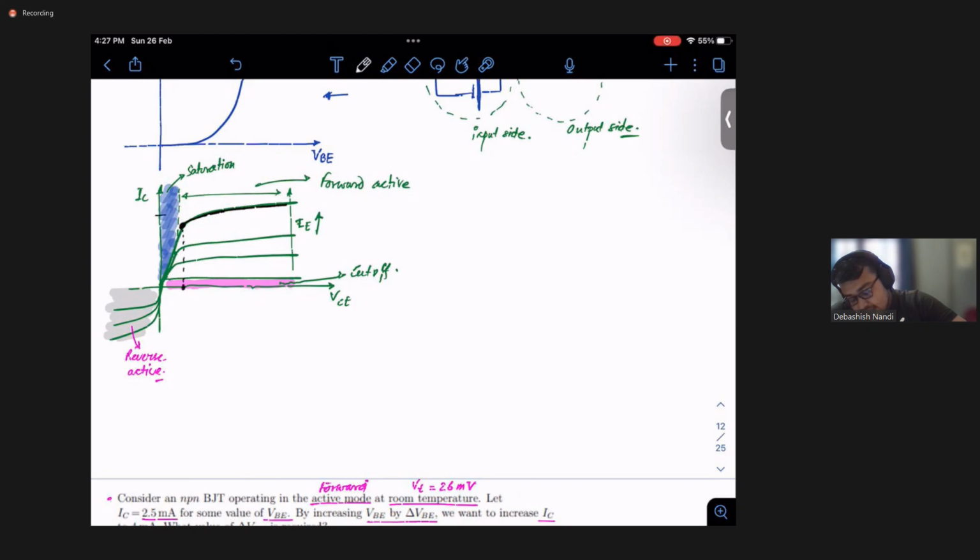my IC is saturated to IC sat, saturation current, right? That means even if we increase my VCE, my output current or collector current remains saturated. At the point at which the value of IC gets saturated, we call it VCE sat. This is the boundary, right? This is the boundary of your forward active and saturation region.